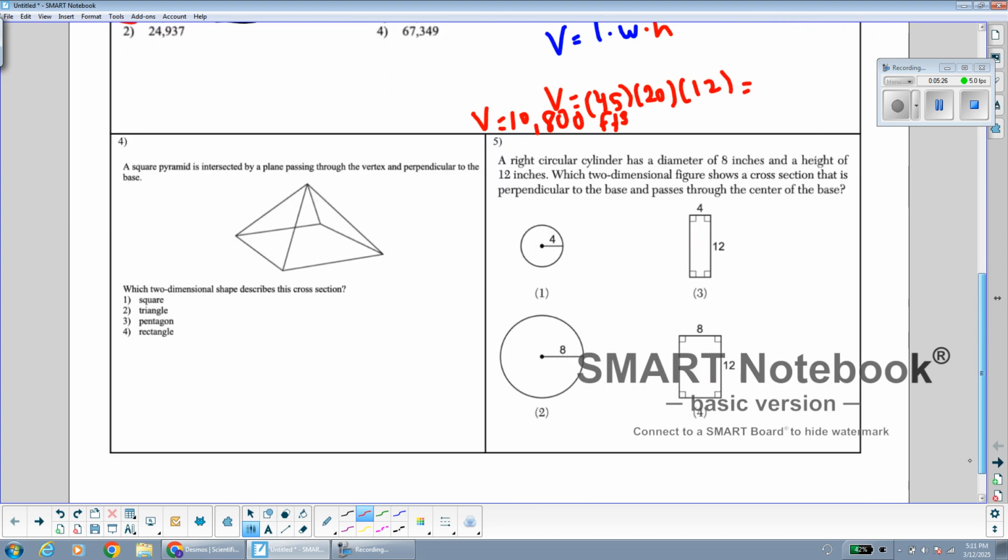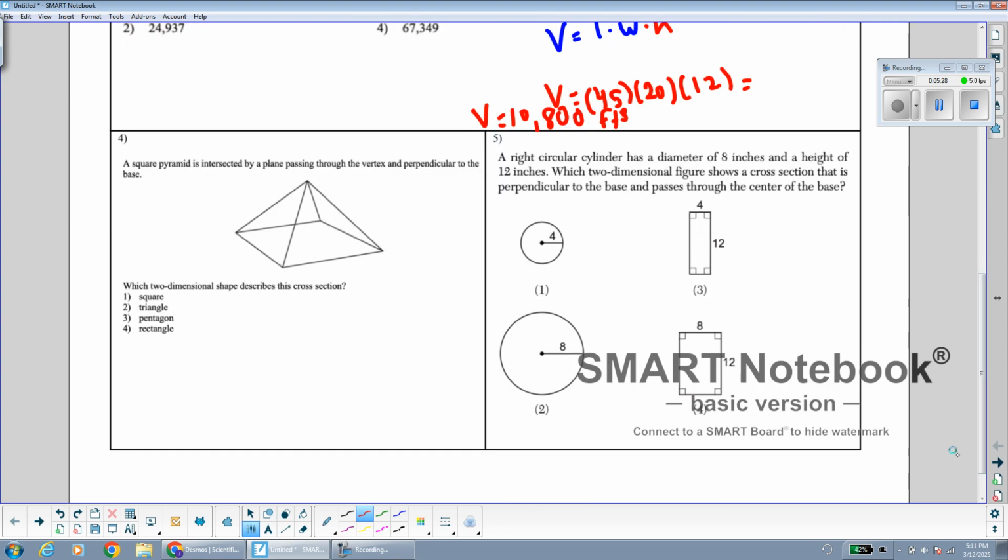Moving along, a square pyramid is intersected by a plane passing through the vertex and perpendicular to the base. So the vertex is here, or the apex, and perpendicular to the base. So the base is here, so forming a right angle with the base would be vertical. So we're talking about a vertical cross section here. A vertical cross section would be a triangle. If it was instead horizontal, it would be a square just like the base. This one over here is very tricky.